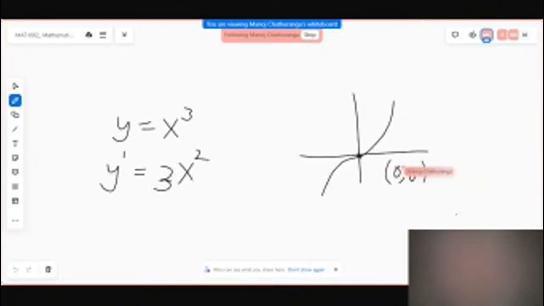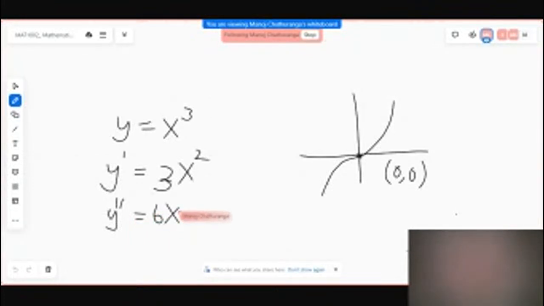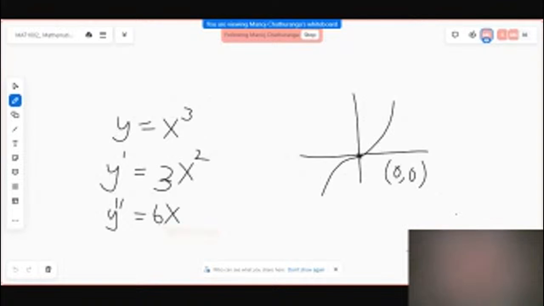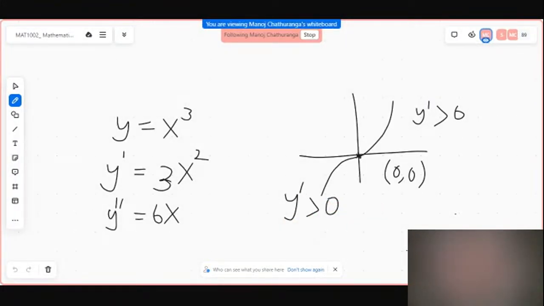Zero is both a critical point and an inflection point. Both the function's derivative and second derivative are 0. So this is a critical point and also an inflection point. Before the critical point, the derivative is positive, and after the critical point, again, the derivative is positive. At 0, the second derivative is 0, and that's why it is an inflection point.